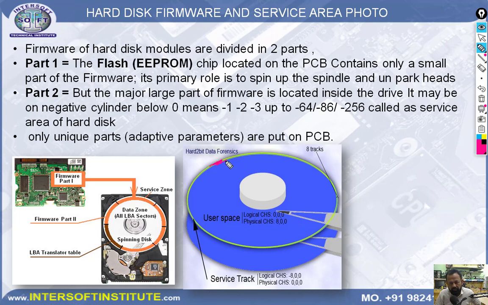This is your service area where your ROM data is. In some hard disks it may be on the inner side also, depending on the model. In some new Seagate hard disks it will be inside, not outside, but normally before this they have an outside service area location. So it has negative cylinders counted -1, -2, -3 like that. Only unique parts are on the ROM, and some other part will give addresses to read further parts from here. So part 1 is important and part 2 is also important. If both parts are readable, then the hard disk will be detected in the BIOS. Okay, next.